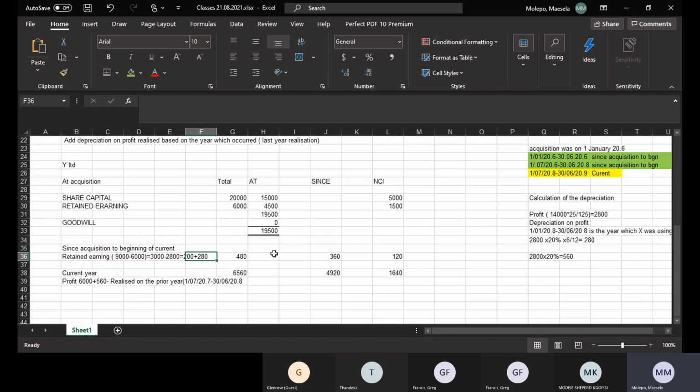That one we know how to tackle. And then the NCI, we also know how to take it because it comes from the 1,640 of the current year, on the basis of the profit realized from the subsidiary point of view.